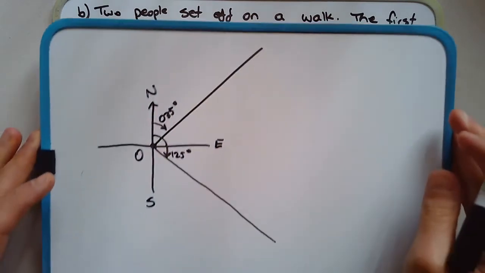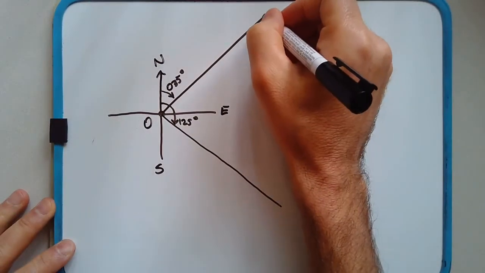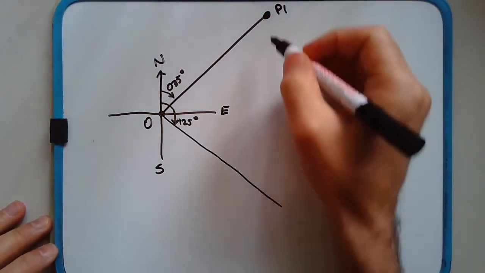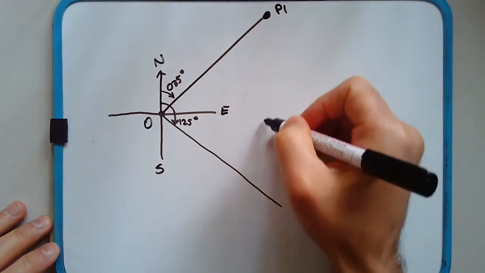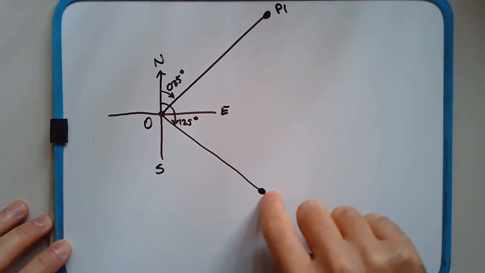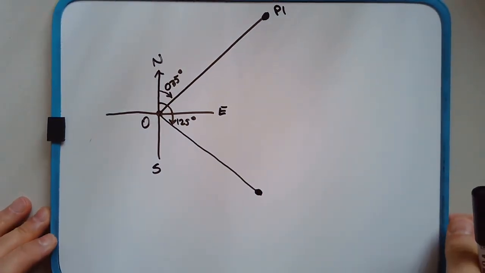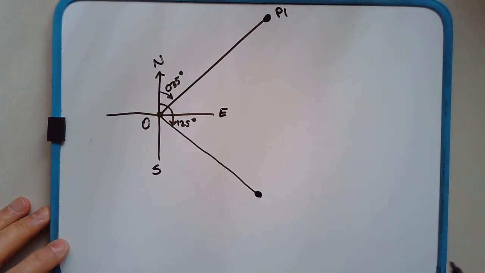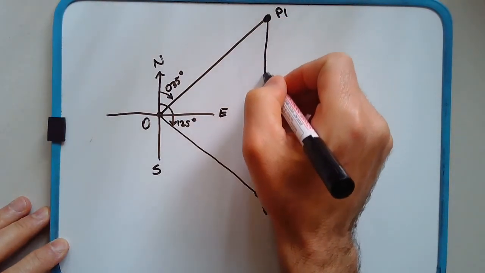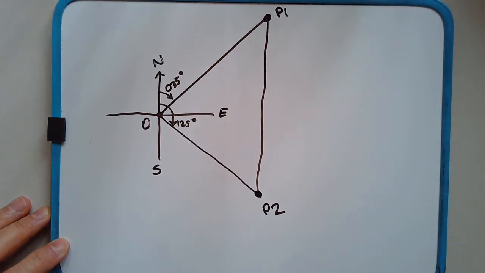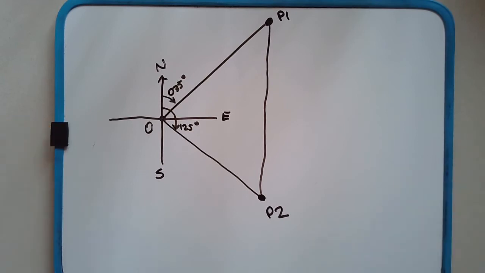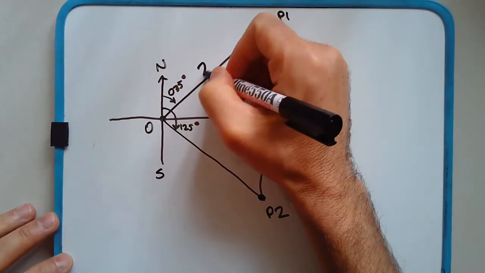Now we're told that the first person walks 20 kilometers until the second person is due south of the first person. So imagine that's where the first person stops. Let's call this one person 1. Person 2 is south of person 1, probably here. It might help to draw these in pencil too, by the way. So this is person 2. Probably helps if you use the ruler, of course. And we know that person 1 walked 20 kilometers.